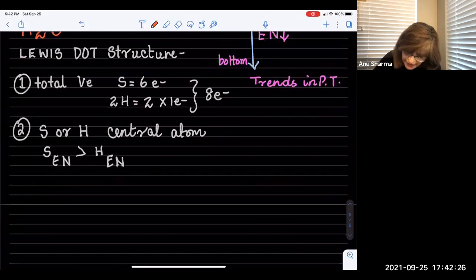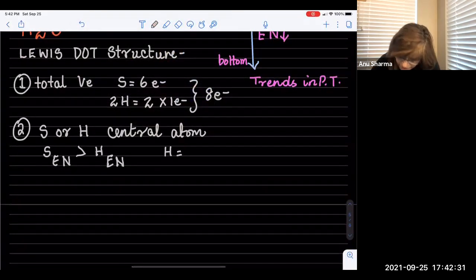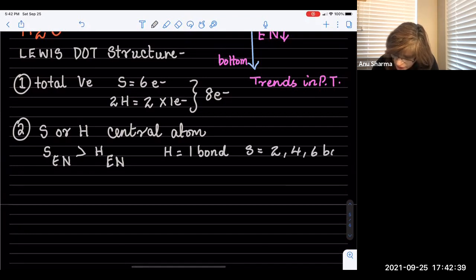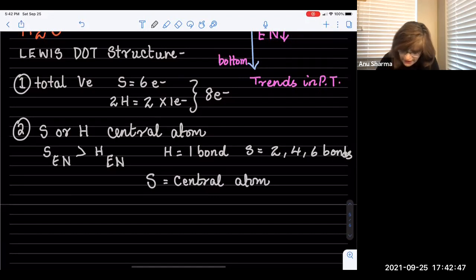So here we have hydrogen, which can make only one bond, and sulfur can make 2, 4, and 6 bonds. So which one goes in the middle? Sulfur is the central atom. Okay, sulfur is the central atom.